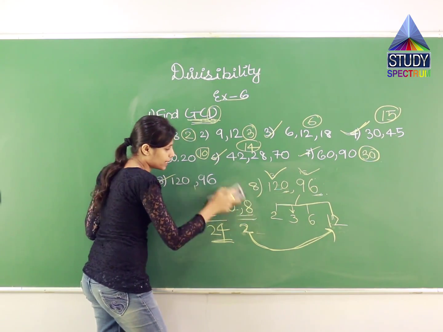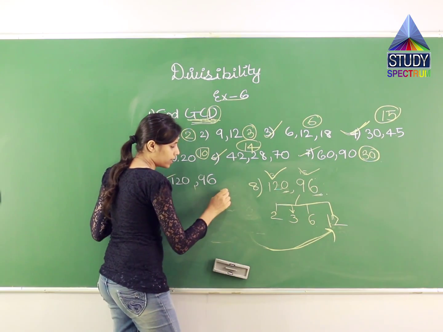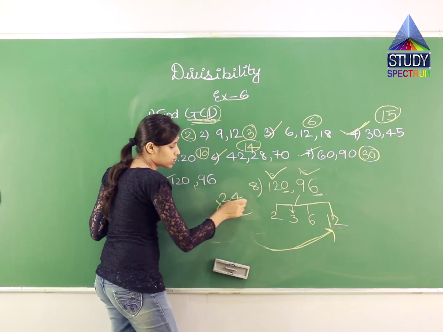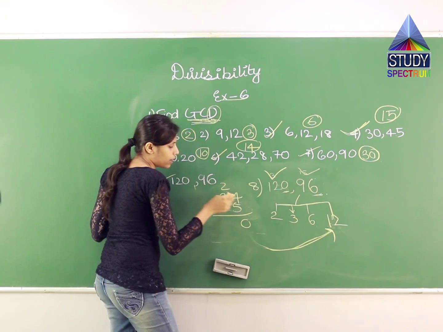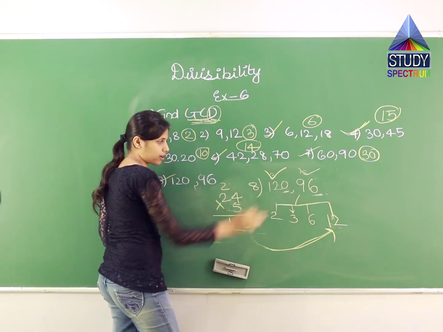24 के टेबल में 120 आता है कि नहीं. So let us check. So what I got? 24 multiplied by 5. 5 4s are 20. So 0. 5 2s are 10, 11, 12. I got 120. That is what I want, right?